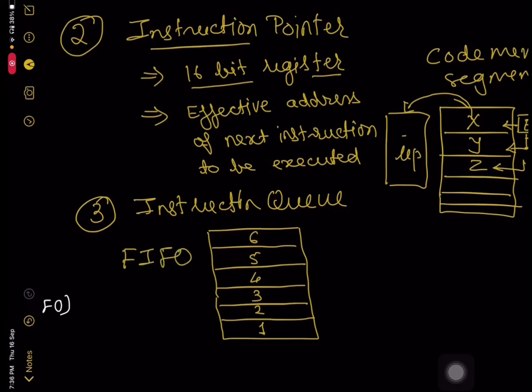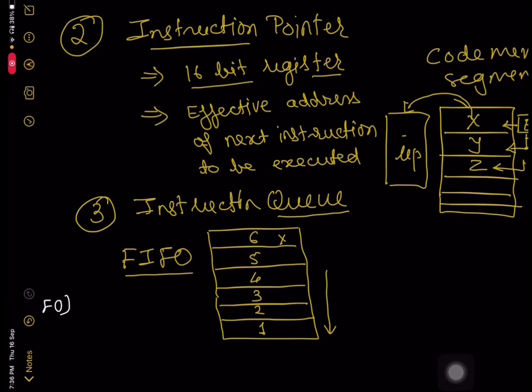Now when I say first in, first out, it means that the first number which is brought here can be taken out first. The way we stand in the queue, a person who is standing first in the queue will be served first. In the similar manner, the number which is brought into the instruction queue first can be taken out first. It will be served first. So instruction queue is first in, first out type.